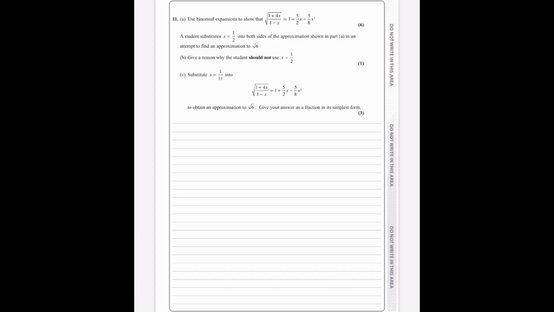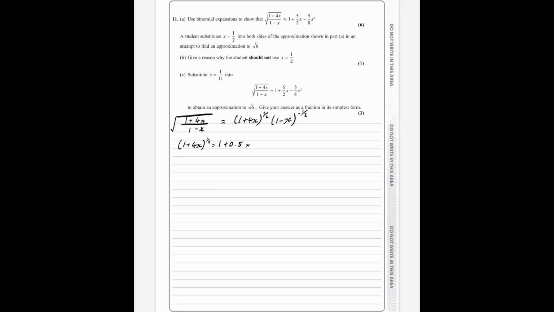All right, question number 11. It's quite a tricky binomial expansions question. We've got actually quite a few steps to go through here. First thing I'm going to do is I'm going to take the square root of the fraction that they've given us. I'm going to rewrite it into two separate brackets that we can expand. So we've got 1 plus 4x to the half. That's just the square root of the numerator. And then the 1 minus x in the denominator, we can rewrite that as 1 minus x to the power of negative a half.